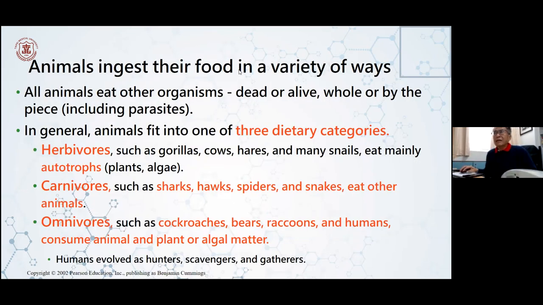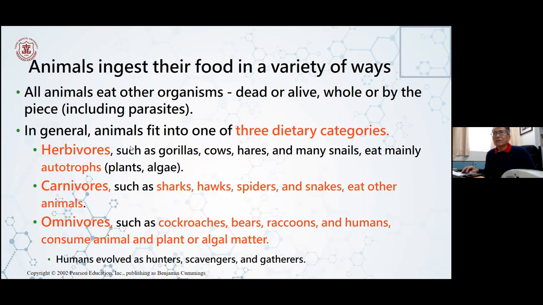And then I want to introduce the digestive system. Animals ingest their food in a variety of ways. All animals eat other organisms, whether dead or alive, or in pieces. In general, animals fit into one of three dietary categories. It depends on the animal. Some animals only eat vegetation, like grass, some animals eat meat, and some animals eat both. So we can divide animals into herbivores, carnivores, and omnivores.